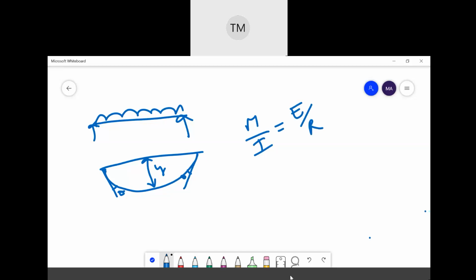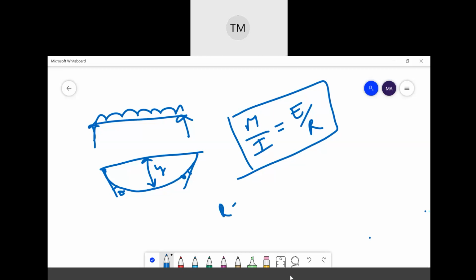Whenever you have a uniformly distributed load or any point load acting on the beam, there will be some deflection in the beam. The deflection takes place in the beam due to a bending moment. That is due to the bending equation. You know this equation: M by I is equal to F by Y is equal to E by R. From that equation, we are considering M by I is equal to E by R.